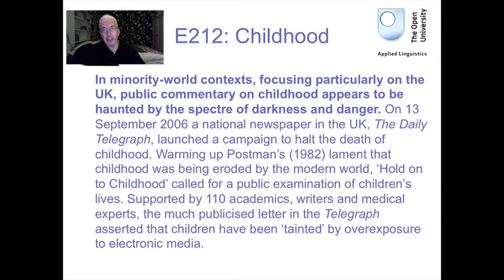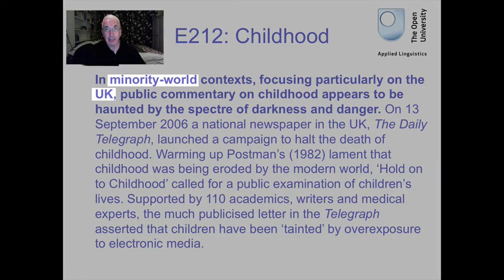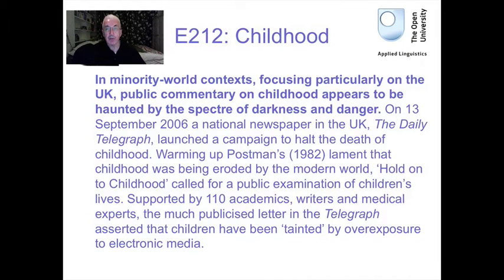If we look closely at this first sentence, we'll see that there are three main key pieces of information that are conveyed in it. The most important one is that it sets the theme for the whole of the paragraph, which is that childhood is in danger. But we also get information about the context, in this case the minority world and the UK in particular, and also about sources for the discussion, here public commentary. So if we move on to sentence 2, we'll see that this then continues.